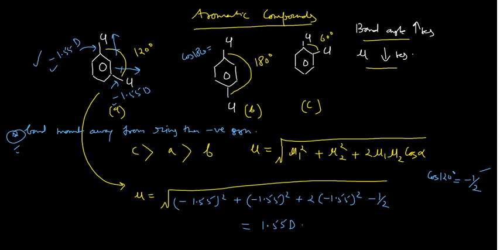Similarly, if you calculate for this one, you have cos 180 degrees, and cos 180 degrees is minus 1. So in that case, if you calculate, this will give you mu equals 0. For the ortho derivative, this will give you mu equals 2.684, because in that case cos 60 degrees would be there, and cos 60 degrees is 1 by 2. So if you apply the concept, then you can determine the things here. This is something very important.